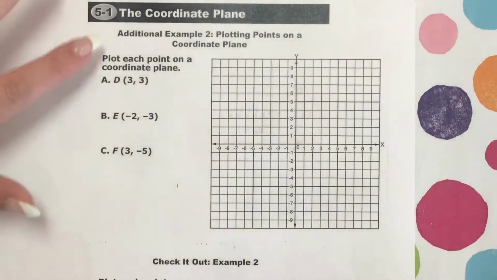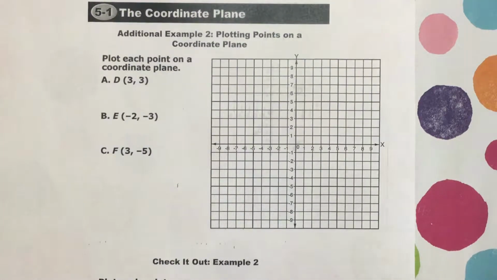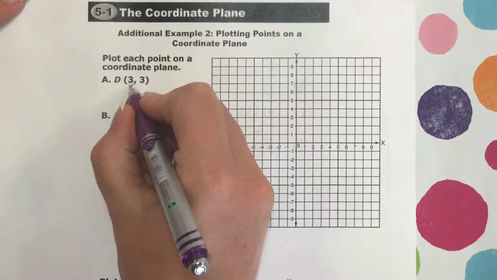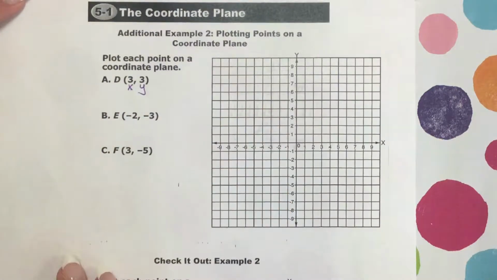Okay, let's get started with example 2. We're supposed to plot each point on the coordinate plane. So we have point D here, (3, 3). That means the x is 3 and the y is 3.